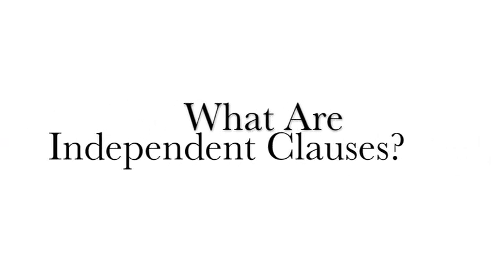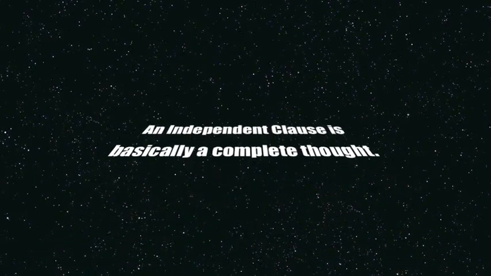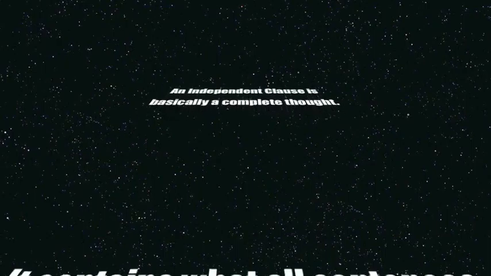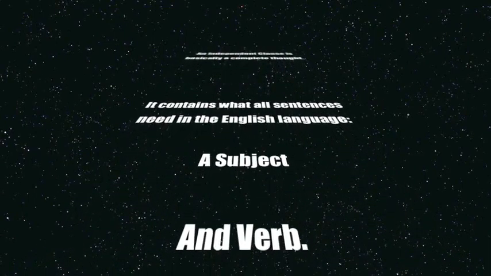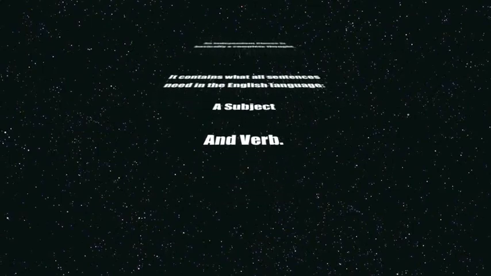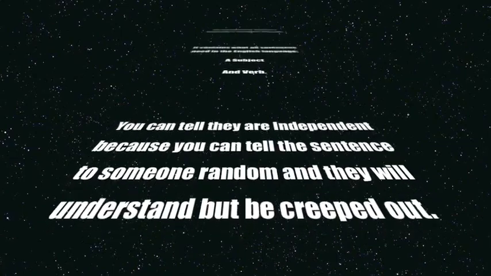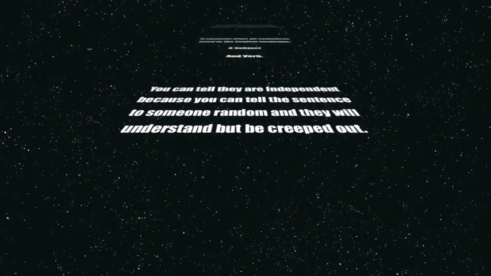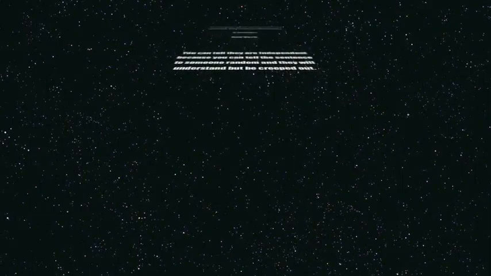Pay attention. What you need to know about an independent clause is, it's a complete thought. It contains what all sentences need in the English language, a subject and a verb, and they must agree. Without it, it's not a sentence. The way you can tell it's an independent clause is, you can walk up to somebody random and tell them like, hey, I like chicken. And it'll make sense because it's an independent clause. Now time for some examples.